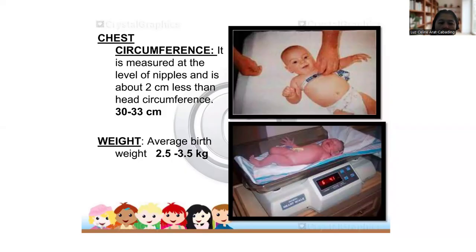Now, the average birth weight of a newborn is from 2.5 to 3.5 kilograms. If you observe in the picture, the newborn is measured nude, no clothing, because we want the real birth weight without an extra thick jacket on.